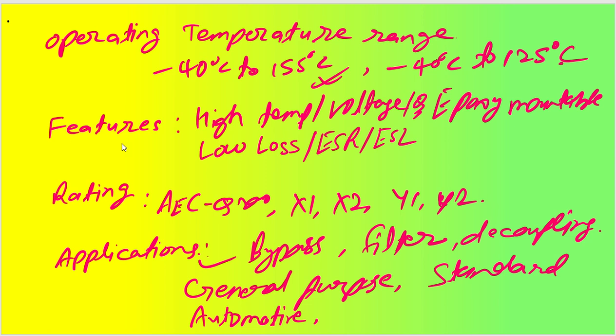Then we'll talk about some of the features, which you may not get in all capacitors and may not be applicable. It can be high temperature, high voltage, or high Q. Then we have epoxy mountable, low loss capacitors, low ESR capacitors, and low ESL capacitors. ESR is equivalent series resistance and ESL is equivalent series inductance. If they are lower, it will be better. These features may not be mentioned in the data sheet or the capacitor spec, so you can leave them. A general purpose capacitor will be more than enough for most applications.